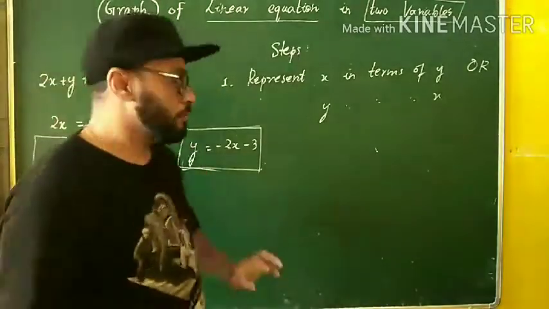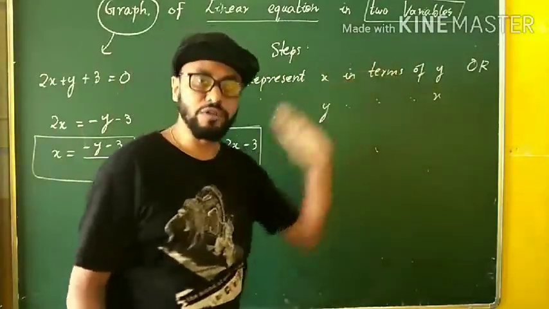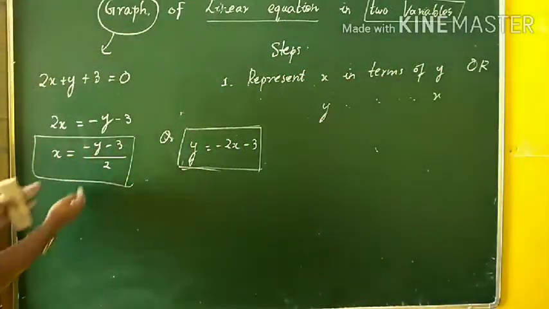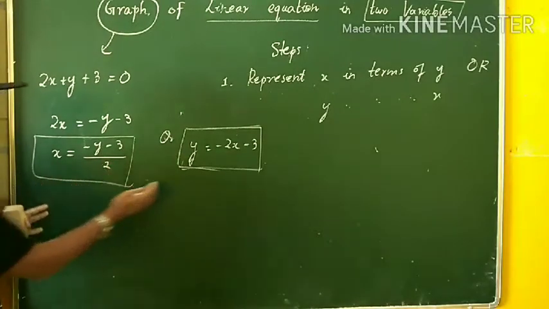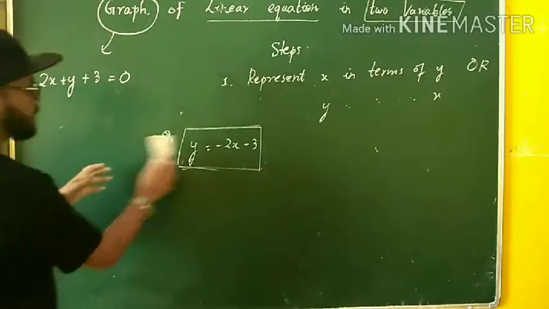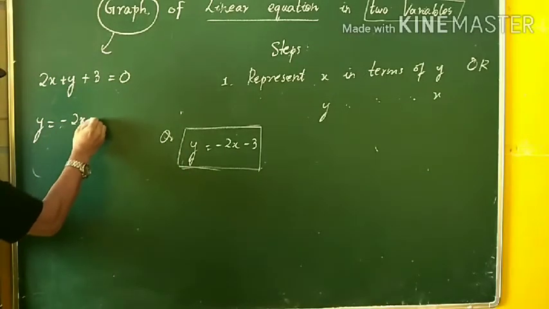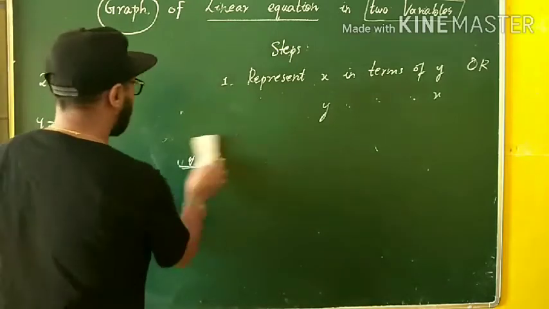Now it's up to you whether you want to keep x in terms of y or y in terms of x. Now which one is easy? If you look at this one, here we have a denominator, but here we don't have anything in the denominator. So I'll take y in terms of x. The two terms are very important here.